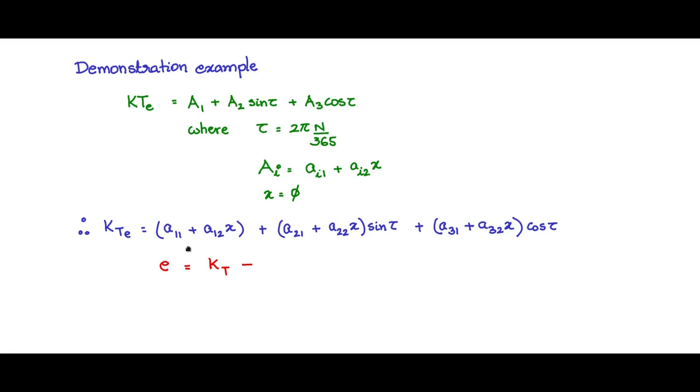And error is given by KT, the measured clearness index, minus the KTE, the estimated clearness index, and our job is to find these coefficients in such a way that the error will be a minimum. Now if the error square will be a minimum, so let's say J is sigma ei square, which is equal to sigma KT minus KT estimate whole square. Now this is the square of the error, and we want to minimize the square of the error.